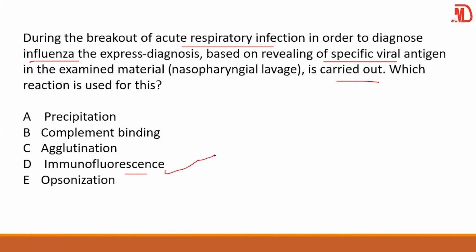We'll go in for what? Immunofluorescence. Because the question here is asking for a specific viral antigen. So your clue here is a specific viral antigen, and we'll use immunofluorescence. So your answer is D.